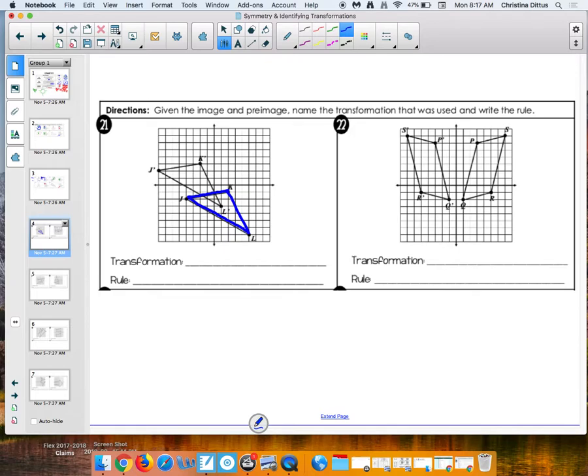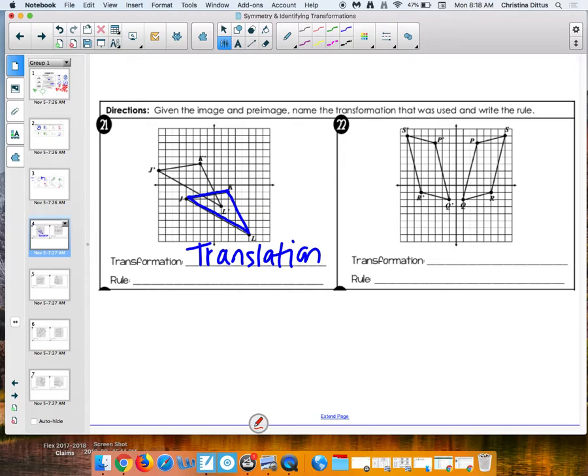Our transformations, the things we've talked about in our flip book, are reflections, translations, and rotations. What happened there? Did we translate, slide it? Did we reflect it, flip it? Or did we turn it, rotate it? We slid it, so we got a translation. How do you know that we just slid it? It's the same shape, just moved over.